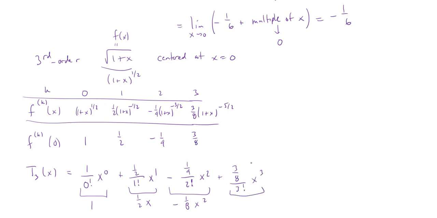And that's going to be, well, let's see here. The 3 factorial comes up. We can cancel a 3. So 8 times 2 is 16. So 1 over 16 times x cubed. And so our third order Taylor polynomial will be 1 plus 1/2 x minus 1/8 x squared plus 1/16 x cubed. And there we go.